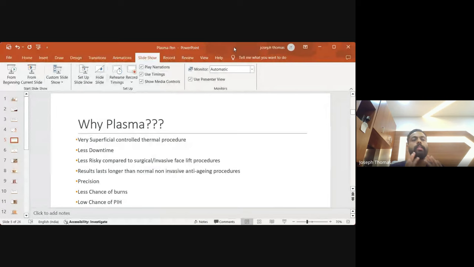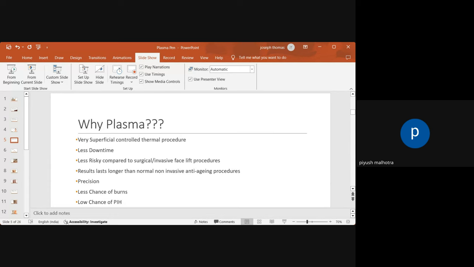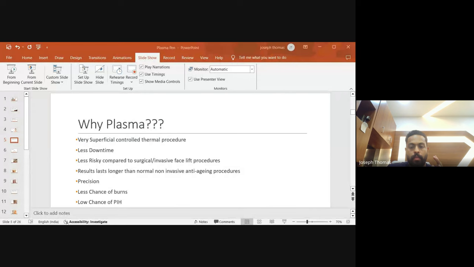That is the first thing. Less downtime compared to RF or any other machine. The downtime is also very less. Less risky compared to any other surgical or invasive procedure. Results can last longer than other non-invasive anti-aging procedures. Precision, again, is really great compared to RF and all. I like the precision of the plasma pen because the needle is very slender, and you can really focus on the pigmentation, where you want to hit the target. So that is one of the other advantages.